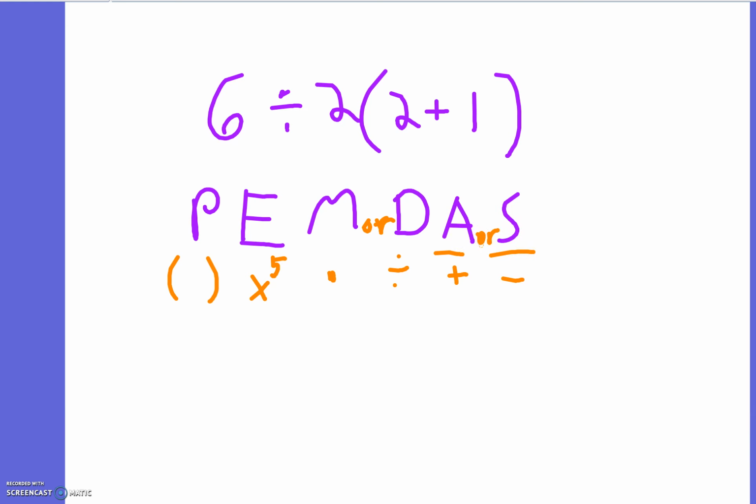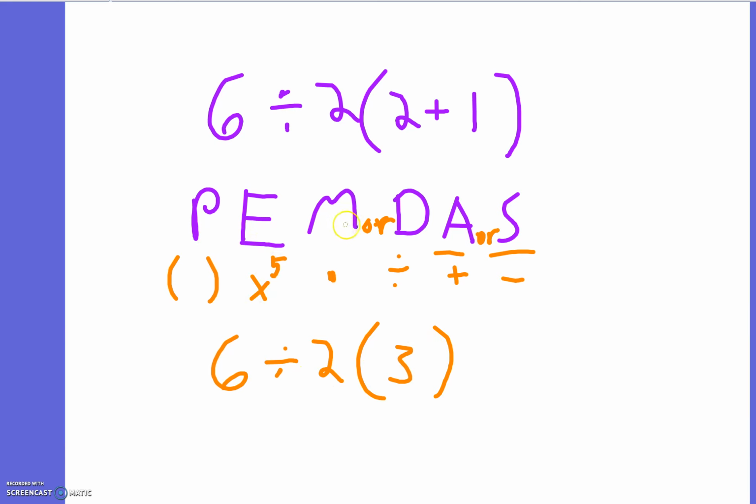Now, how do we use it with a problem like this, and really, why is it used? So in this particular problem, you're going to do what comes in the grouping symbols, the parentheses, first. So that would be 2 plus 1. So we do 2 plus 1 first. Everything else gets copied. You're basically saying, I am a mindless copy machine. So that's 2 plus 1, which is 3. That's the parentheses part.